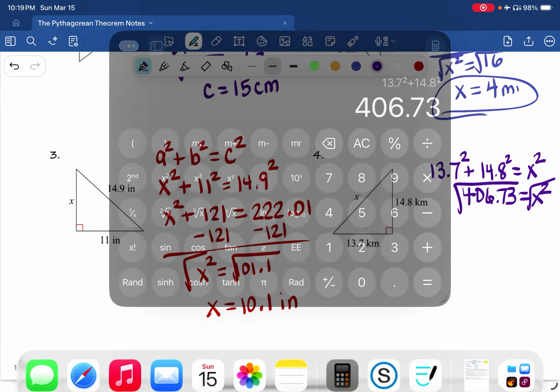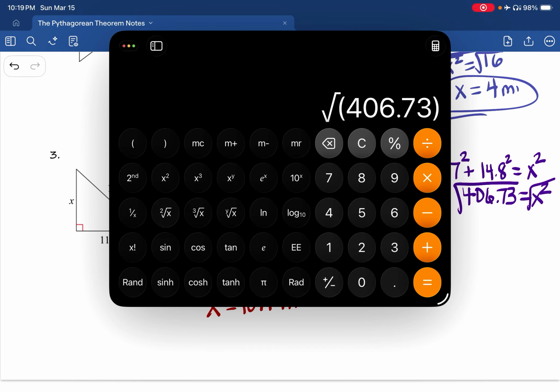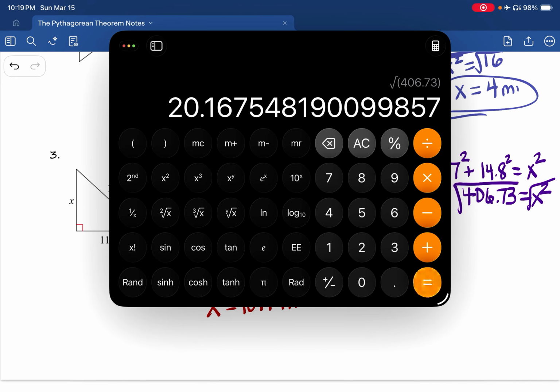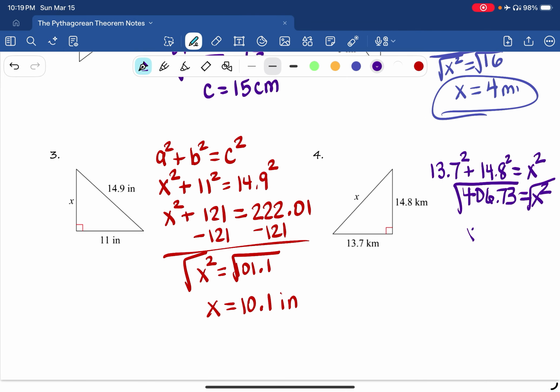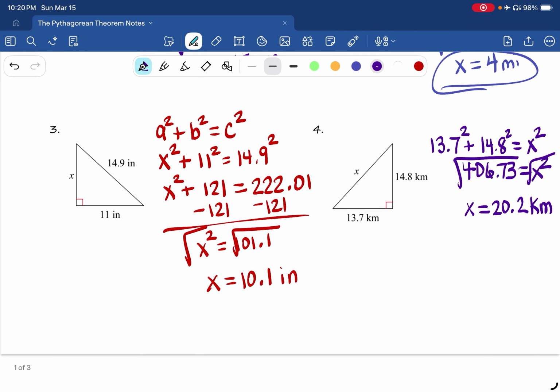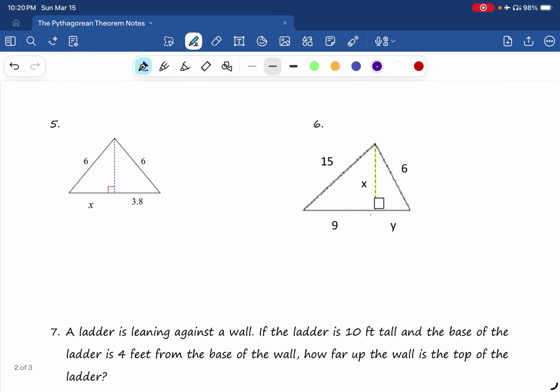Grab my calculator again. So we'll take the square root of that, which is going to give me 20.1675. So let's round it to the nearest tenth, which will be 20.2. So x equals 20.2 kilometers. Okay, and y'all, that's the Pythagorean theorem. Okay, a couple more examples on the next page. So let's kind of flip over to that.